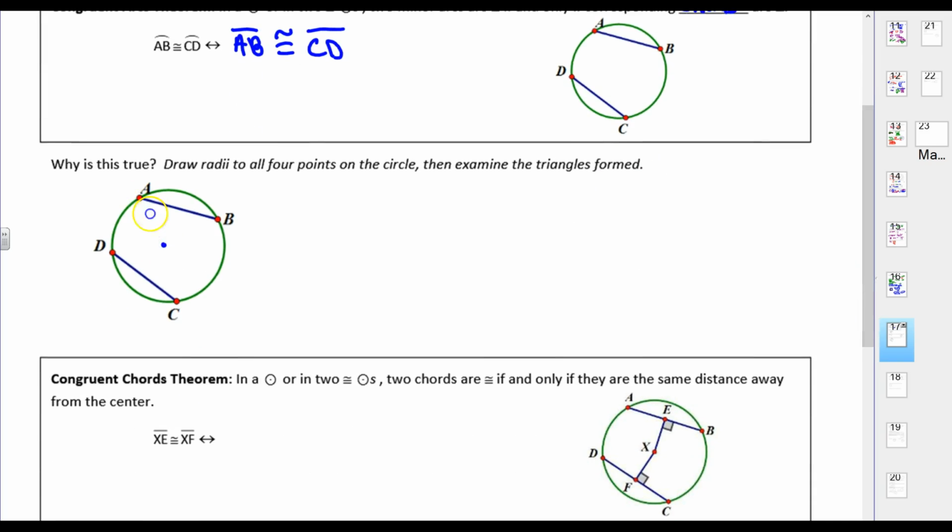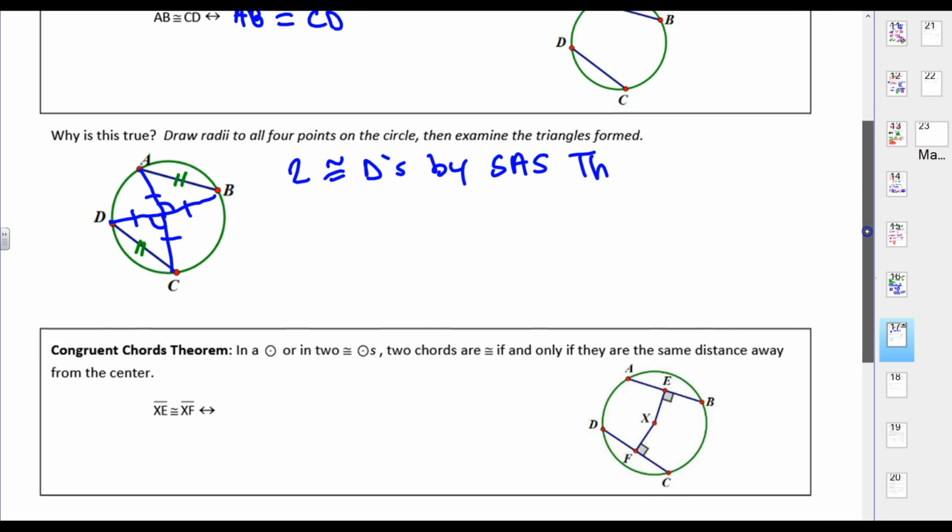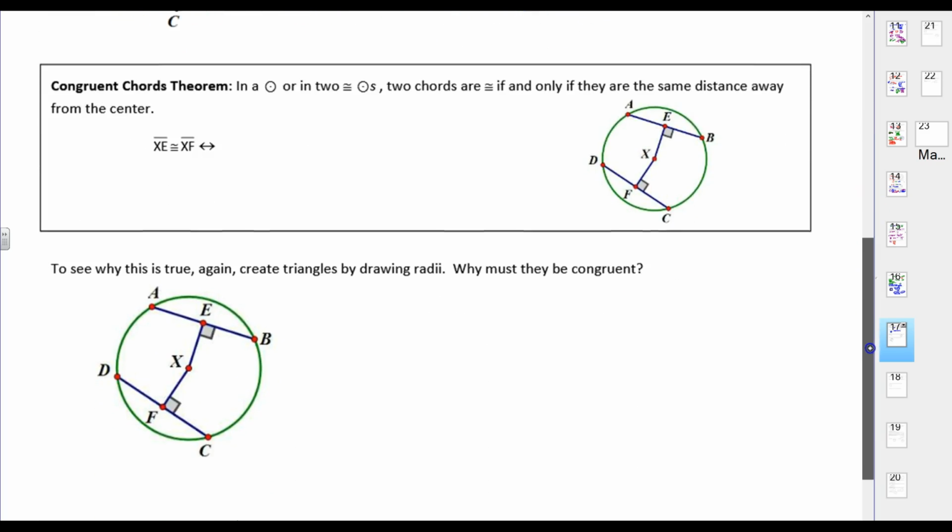If I draw in the radii here, well, all of my radii are congruent, and these are opposite, those are congruent angles because our arcs are congruent, right? I create two congruent triangles by the SAS theorem, side angle side. And when I do that by CPCTC, I can then say that my opposite sides are also congruent. So that means that the two chords would be congruent.